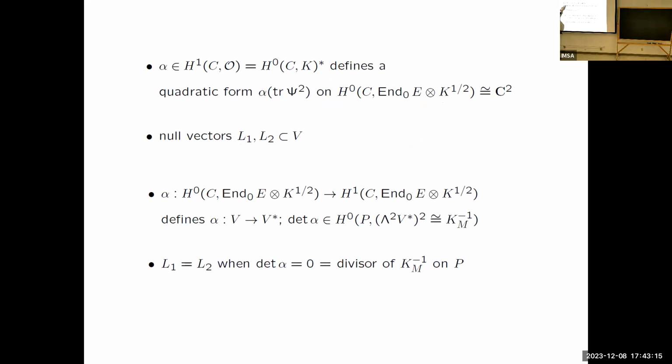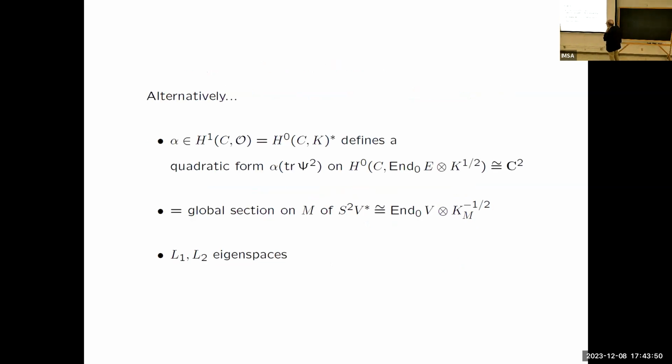If we take this class here in H1, we multiply it by this one here, it goes over into here. So this is another way of writing that quadratic form. It's a map from V to its dual, and we know what the top exterior power is. So what we get is that the determinant of alpha is a section of K^n to the minus 1. These two subspaces agree where this is equal to 0, which defines it here. And now here's an alternative point of view.